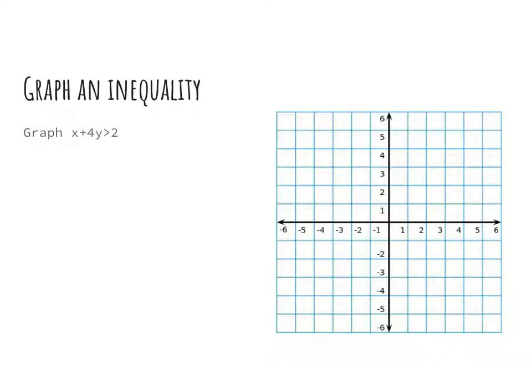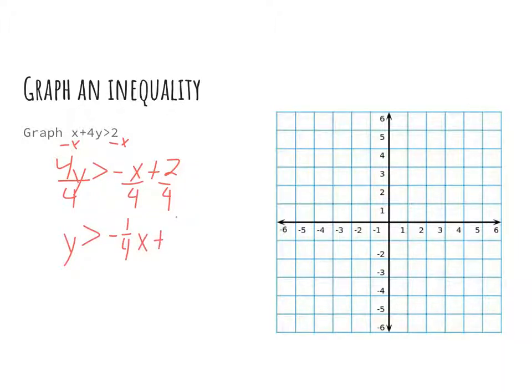So here's our first example. We've got x plus 4y is greater than 2. So again, first thing we do, solve for y. So I got to subtract x from both sides. 4y is greater than negative x plus 2. Divide by 4, divide by 4, divide by 4. Okay. So this is my inequality.